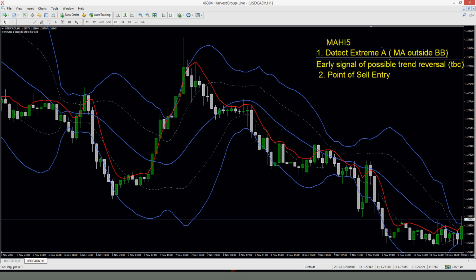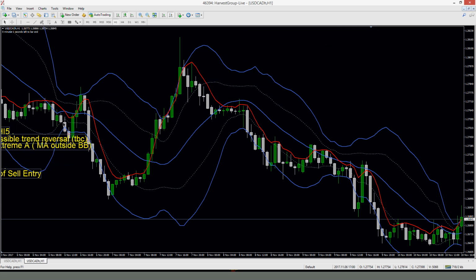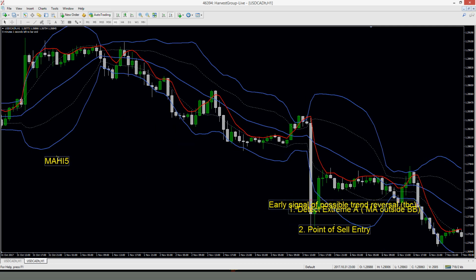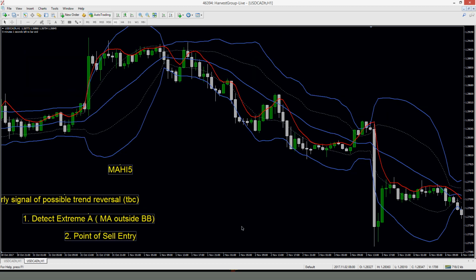Let me bring this over here so it'll be a lot easier for me to explain later on, because I'm seeing a better setup over here on the left.